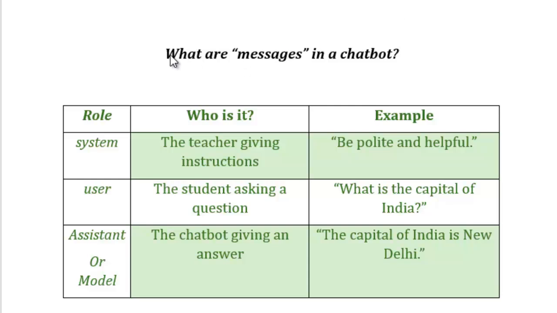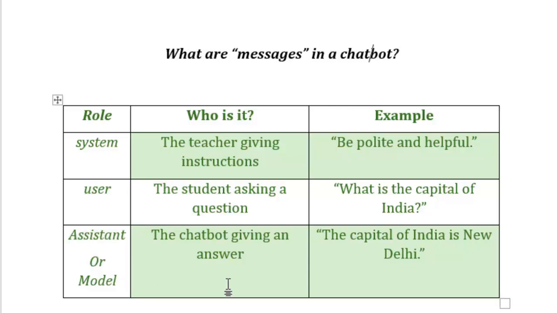So let's start with what are messages in a chatbot. In chatbot conversations, every line, whether it's you asking a question or the model giving a reply, is called a message, that we have discussed earlier, right? Each message has a role. There are three types of roles: system, user, and assistant, also called model.